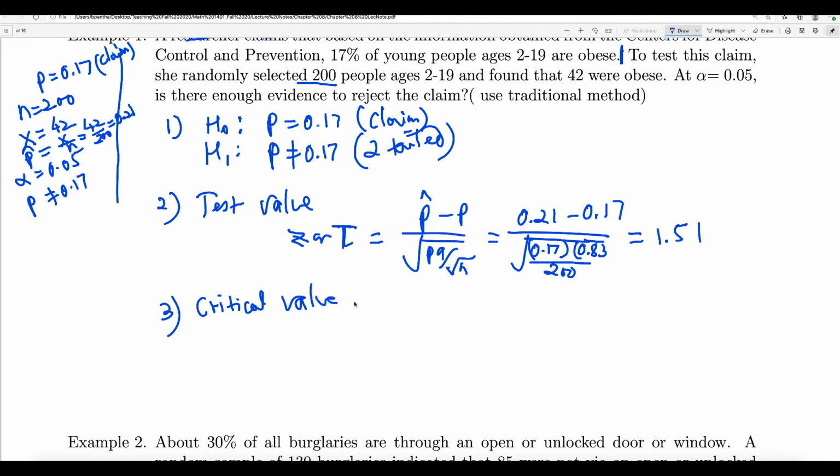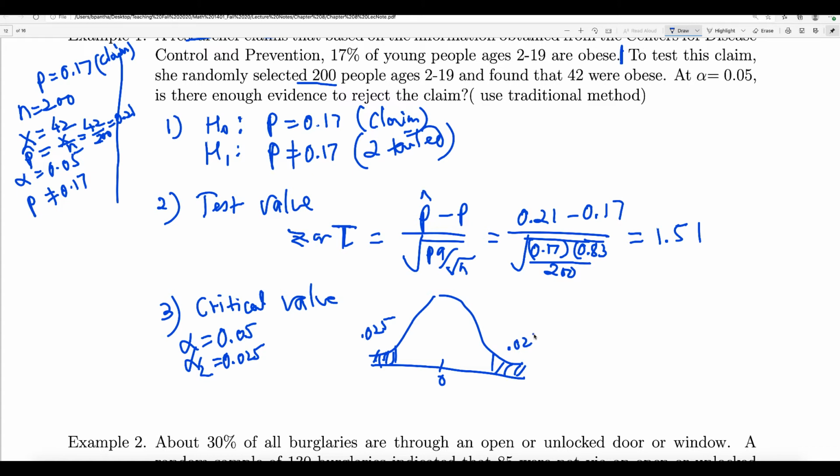Critical value, we will draw this because this is the two-tailed test. It will be easier if you draw. Two-tailed test, 0 is in the middle, so that's alpha half and another alpha half like that. Alpha is 0.05, so alpha half is 0.025. This is 0.025, and this will be 0.025. So this will be negative z alpha half, and this will be positive z alpha half.